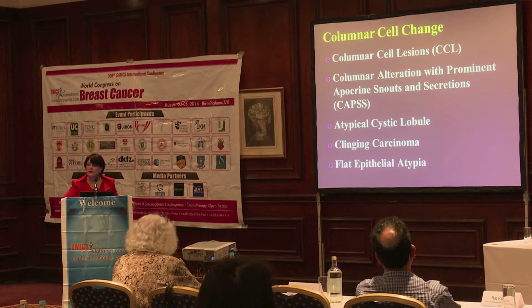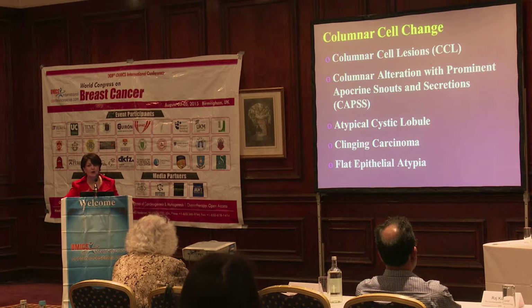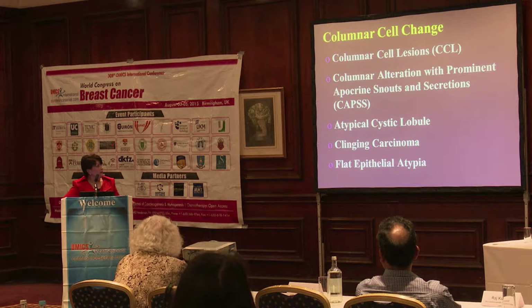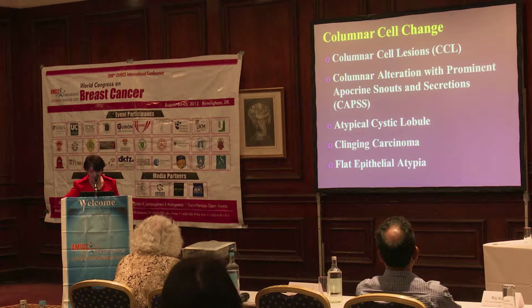Let's take a moment and talk about columnar cell change, which has become a sort of fashionable disease, and we are diagnosing it more since it has been described as an entity. Of course, columnar cell change has been around for a long, long time. It has been called differently: columnar cell lesions, columnar alterations with prominent apocrine snouts and secretions, atypical cystic lobule, clinging carcinoma, and lately flat epithelial atypia.